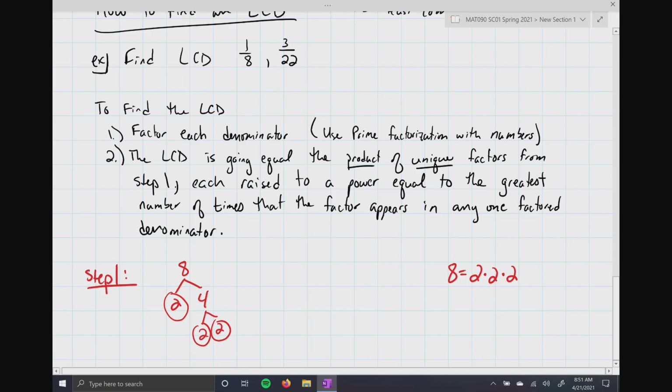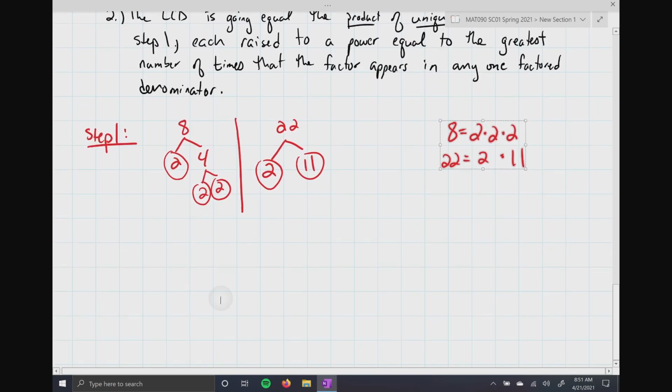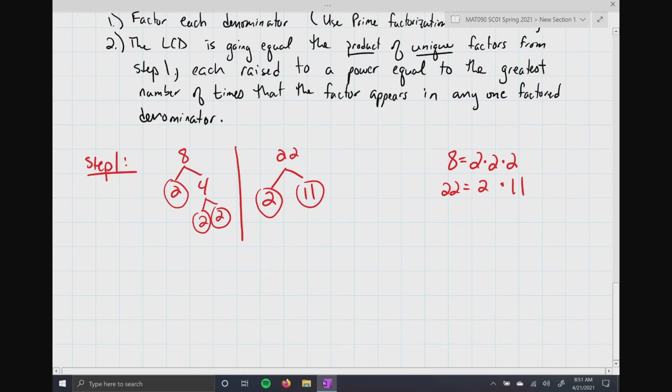All right? Now, I'm going to do 22. Two numbers that multiply to get 22 are 2 and 11, and they're both prime. So 22 equals 2 times 11. So there's step 1. Step 1 is done. Now, what step 2 is telling you to do, there we go, so we can still see step 2.